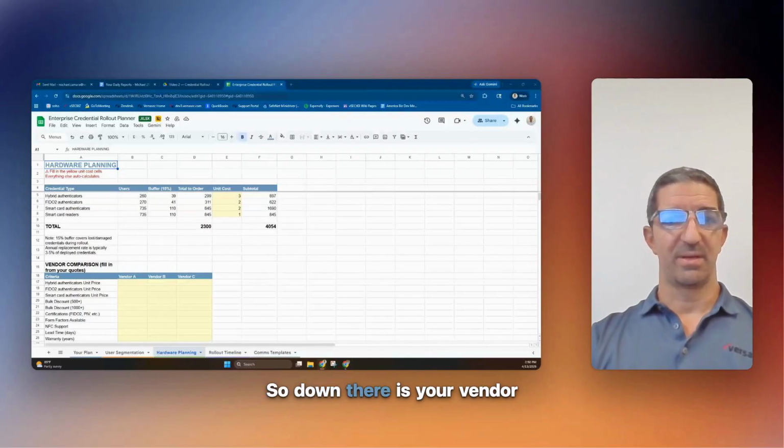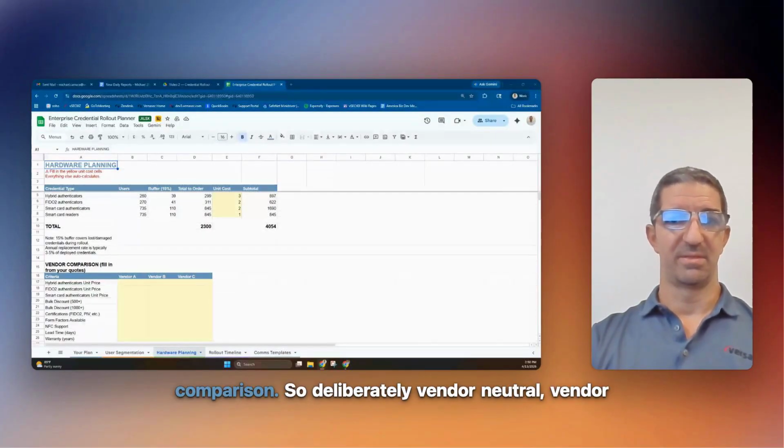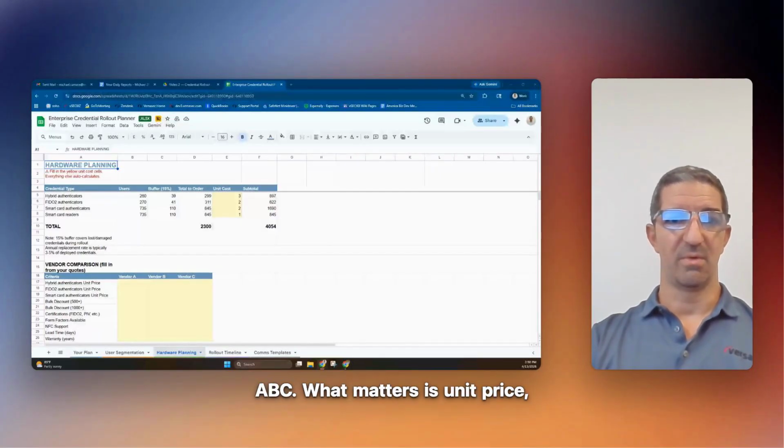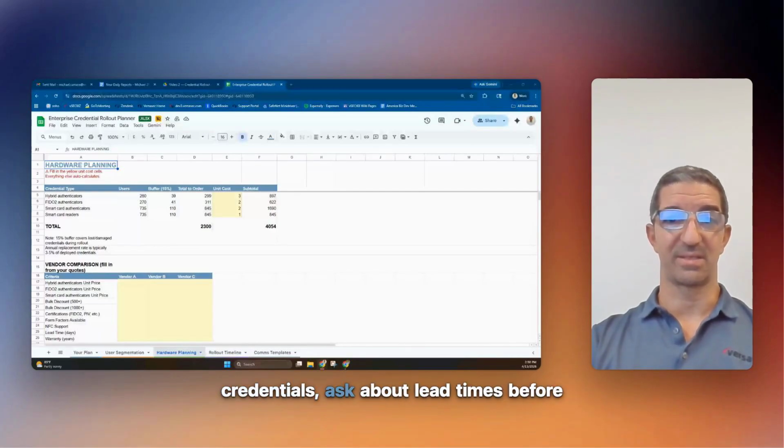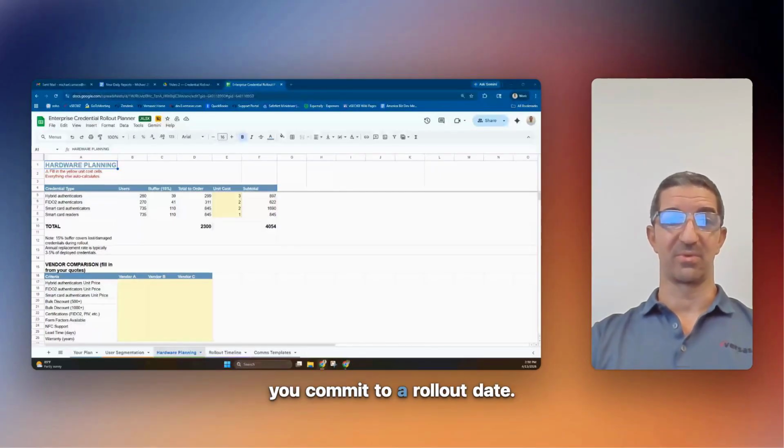So down there is your vendor comparison. So deliberately vendor neutral, vendor A, B, C. What matters is unit price, bulk discounts, form factors, and lead time. Lead time is one that bites you. Some vendors quote 2 weeks, some quote 8. If you're ordering over 1,000 credentials, ask about lead times before you commit to a rollout date.